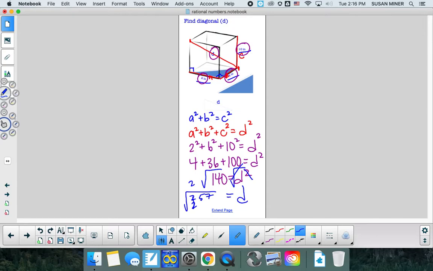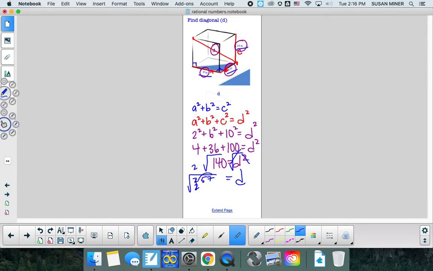My 2 is going to come out, and my 5 and my 7 are going to be my remainder. So 2 square root of 35 is equal to D. And I can do that for any 3 side lengths. I can use the same idea of the Pythagorean theorem, only this time I have 3 sides instead of just 2 sides that I have to worry about. But the Pythagorean theorem works with 2D shapes and with 3D shapes. I just have to remember that I have an extra side with my 3D shape.